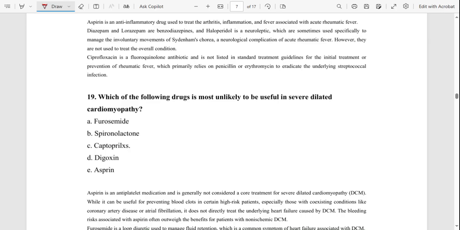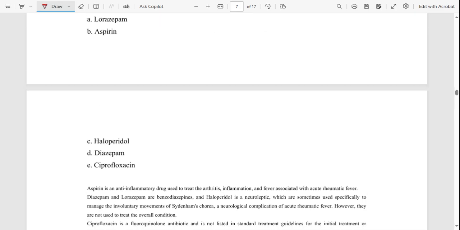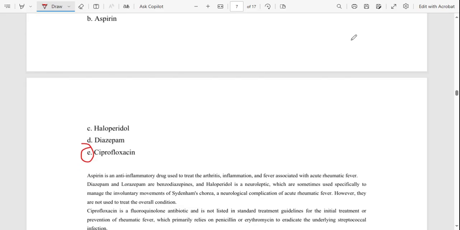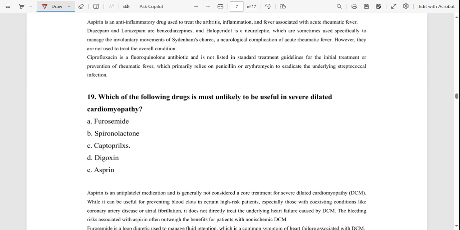Number 19 is saying, so ciprofloxacin, that's E. It's going to be the exception. Which of the following drugs is most unlikely to be useful in severe dilated cardiomyopathy?